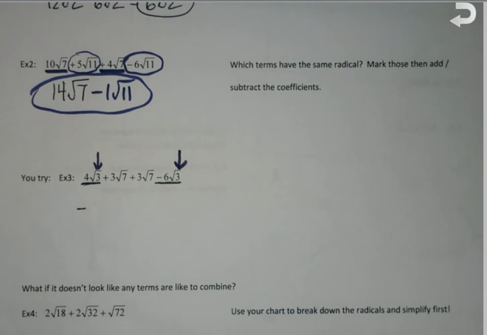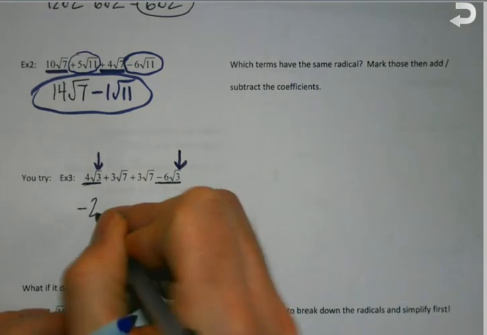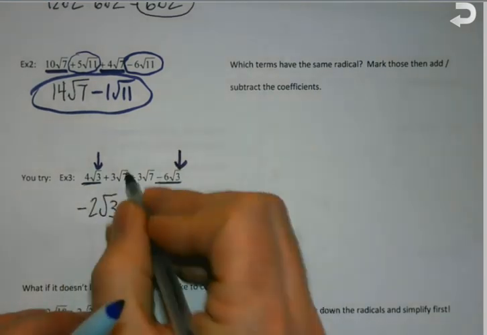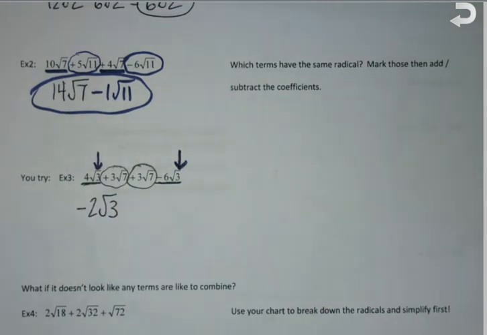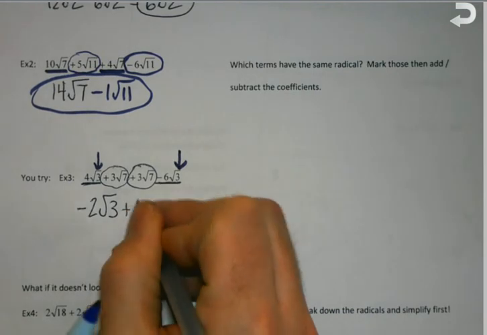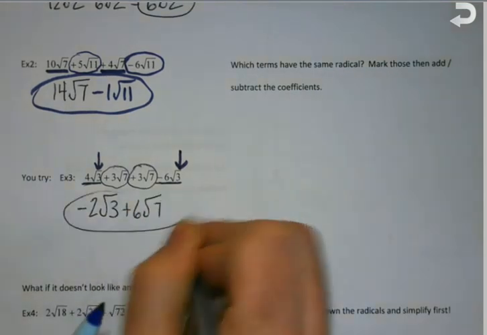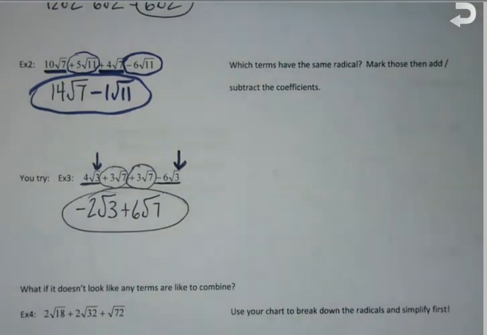So here, if I've got 4 and a negative 6, that's a negative 2. But then like Maddie was saying, we still have the 7s that are alike. And they're both positive. So 3 and another 3 would be 6, but then that's as far as I can go because the 3 and the 7 are different.